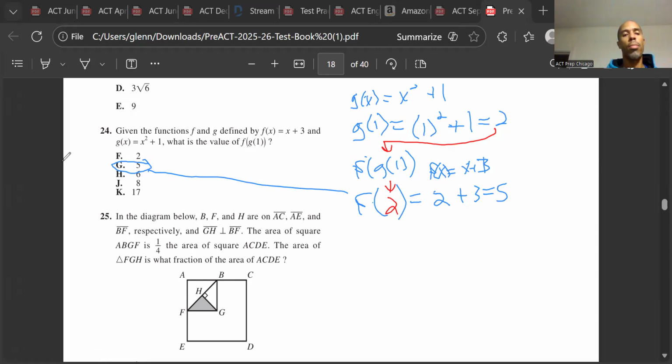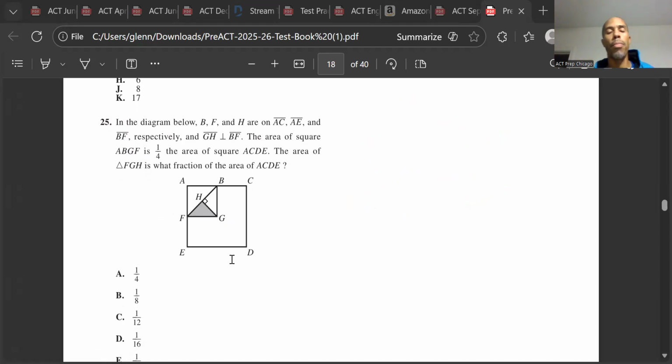Okay, let's go for 25. In the diagram below, B, F, and H are on segments AC, AE, and BF respectively. So B is on AC, F, that's what respectively means in the order, right? F is on AE, and H is on BF as well.